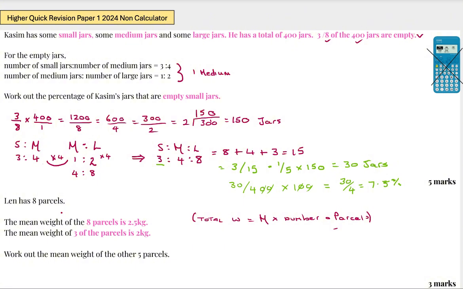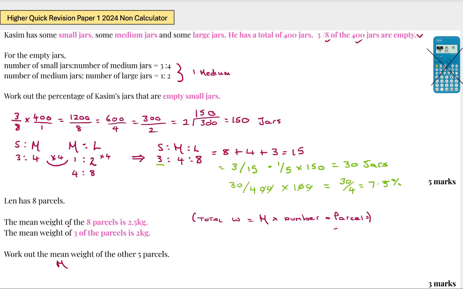This question, I've already pre-written the little formula that I'm going to use. Then we have 8 parcels. The mean weight of the 8 parcels is 2.5 kilograms. The mean weight of 3 of the parcels is 2 kilograms. It's asking us to work out the mean weight of the other 5 parcels. So what we need to do is follow this formula.